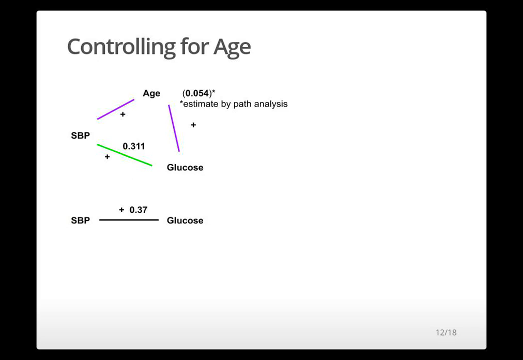So, the relation between systolic blood pressure and serum glucose can be split into 2 kinds of relationships: their relation with each other among people at the same age, which may be called their age-adjusted or age-controlled relation, and their relation with each other, resulting from the fact that both of them are related to age. These 2 relationships are represented by the green line and the purple lines, respectively.